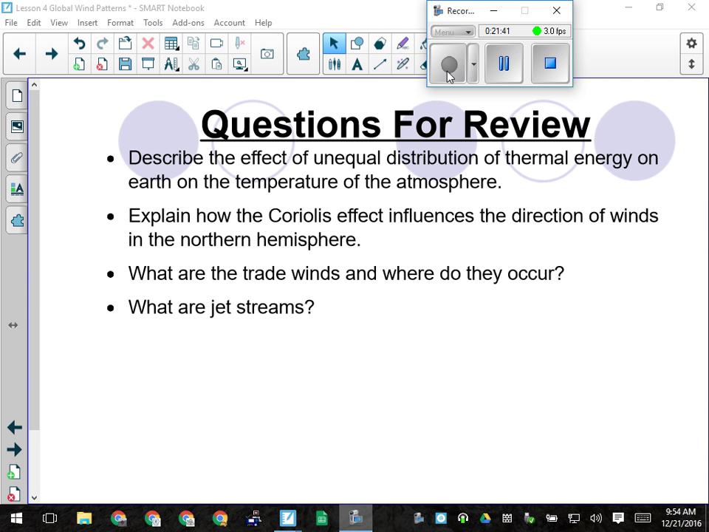Okay, and the jet stream. High altitude wind mechanism. What is it moving? Large air masses. Latent heat, right.